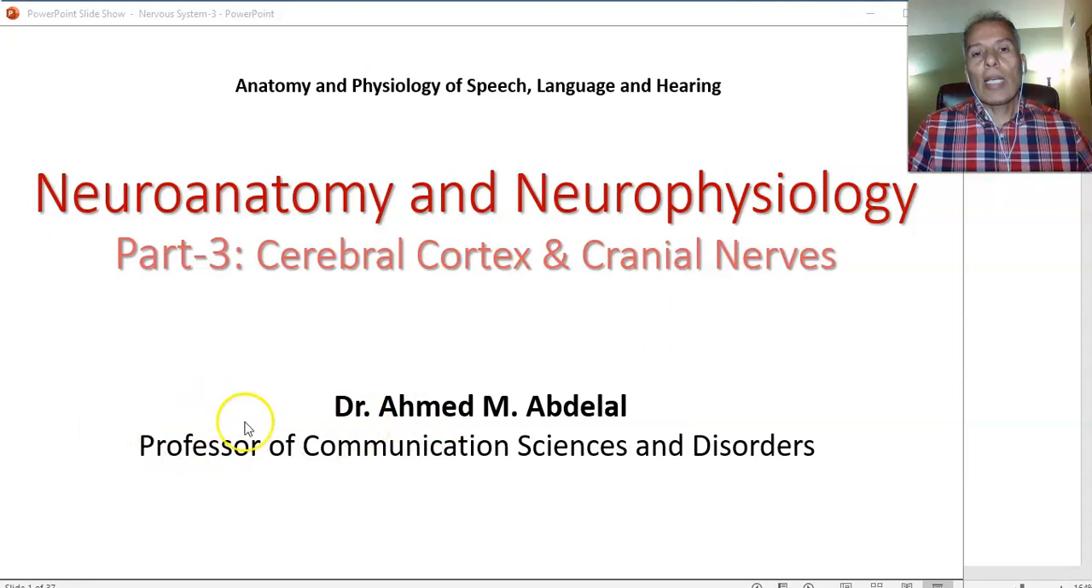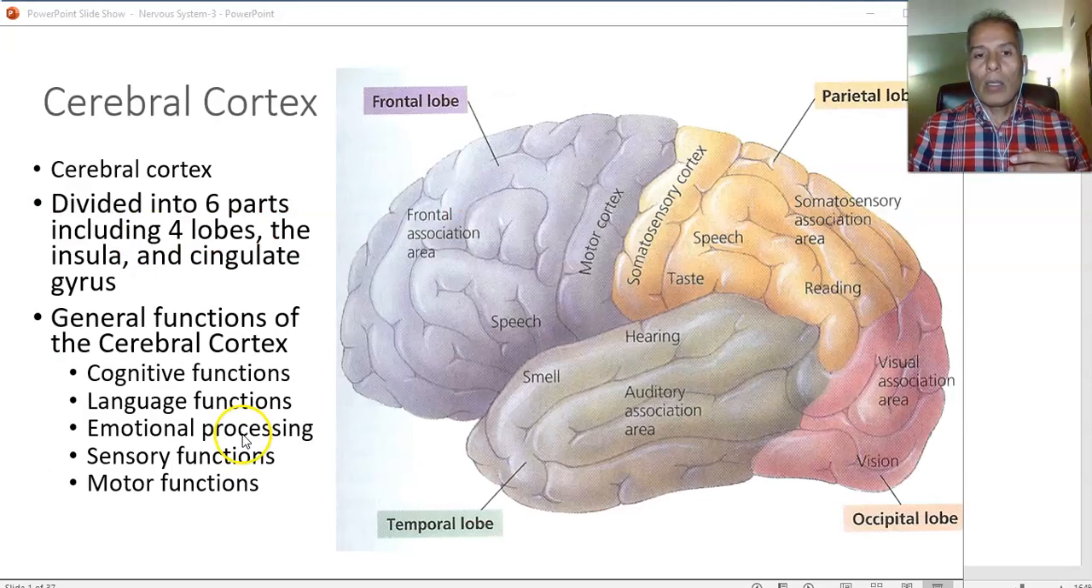I recall that in section 2, in part 2, I spoke about the divisions of the nervous system, the anatomic and functional divisions, and we spoke about the big pieces of it. So we spoke about the cerebrum as the biggest part, the hemispheres, like the right hemisphere and left hemisphere. These are parts of the cerebrum.